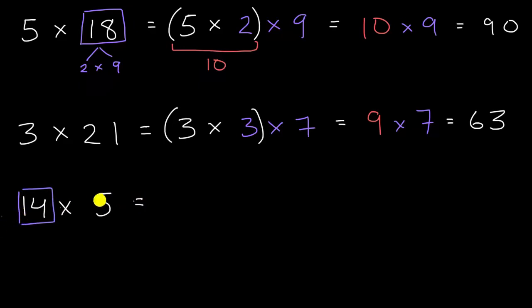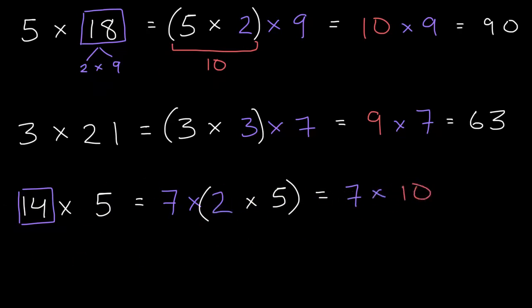So we can rewrite this as 2 times 7, or 7 times 2. And I'm writing it as 7 times 2 because I want to associate the 2 with the 5 to get the 10, times 5. Then I could multiply the 2 times 5 first. And so this is going to give us 7 times 10, which is, of course, equal to 70.